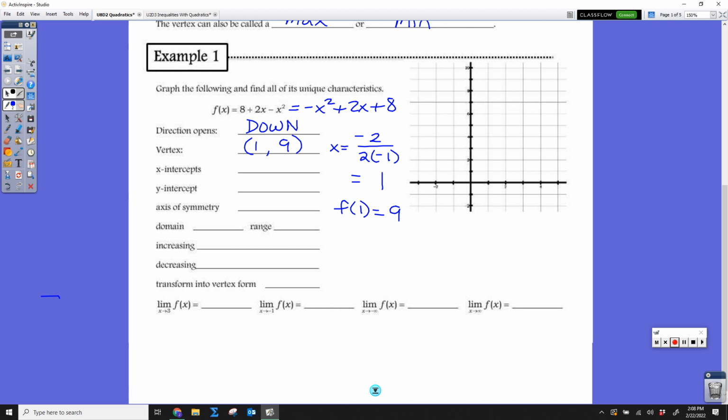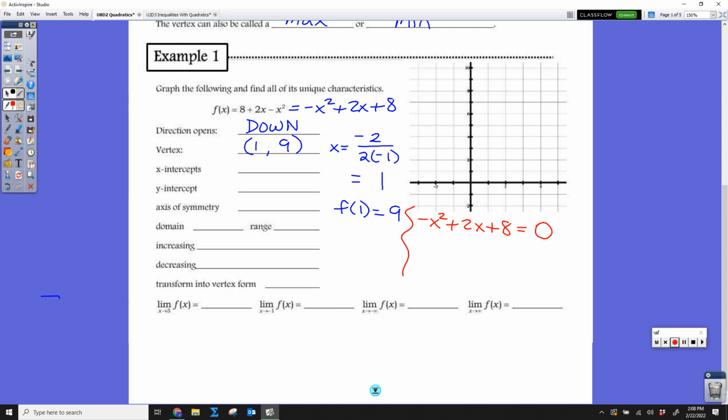Okay, x-intercepts. That's when you set what equal to 0? The y. So we're going to take negative x squared plus 2x plus 8, and we're going to figure out when that equals 0.